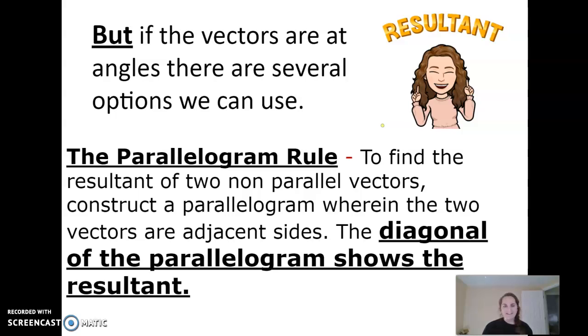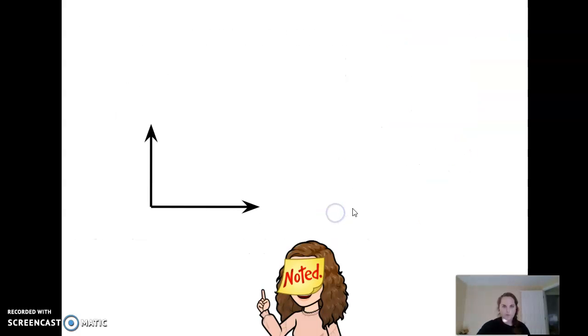The diagonal of that parallelogram shows the resultant. And again, the resultant is just the two vectors, or however many vectors, added together, that combination. We have to use the parallelogram rule when our forces are not parallel to each other, more so when they're perpendicular, crossing at right angles. We're going to see an example of this in just a second. So let's move over to the other slide.